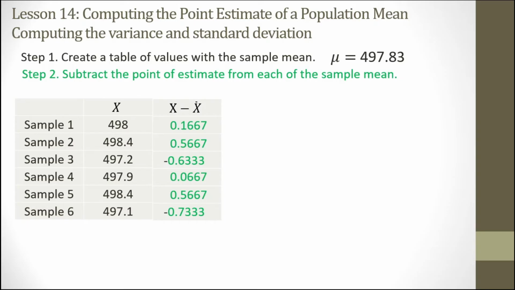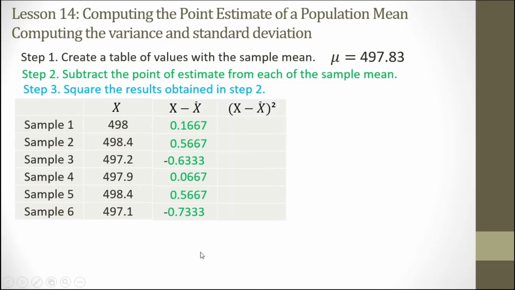Ngayon, nakompleto ko na yan. Ano ang susunod na step? Square the results obtained in step 2. So, etong mga nakuha ko rito, i-square ko lang. At isusulat ko yun doon sa column. Gagawa ko ng panibagong column. Label ko x minus x bar squared. Okay? So, good. Sige, square na natin to.